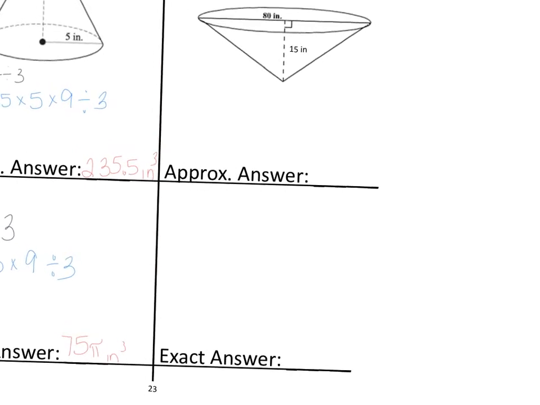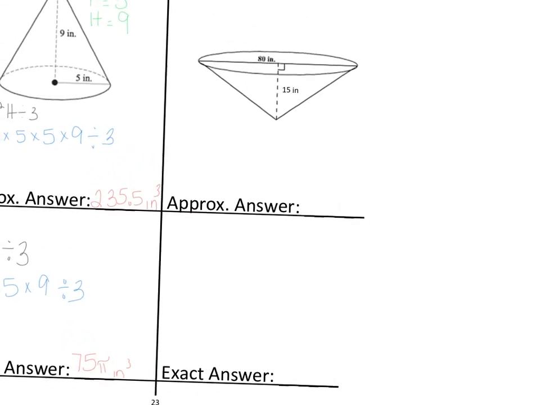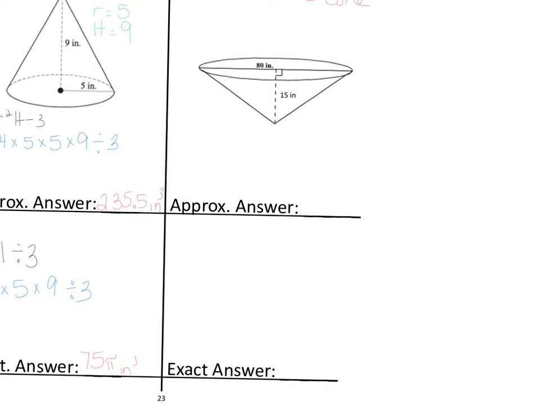Now let's take a look at our second one. Once again, you're going to be asked to identify what the radius and what the height are. We notice that we've been given a diameter of 80. That's the diameter, not the radius. To get the radius, we split it in half, which gives us 40 inches, and the height is 15 inches. We are now expected to write the formula.